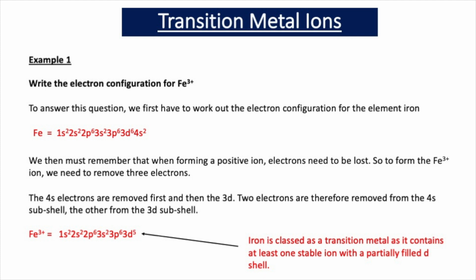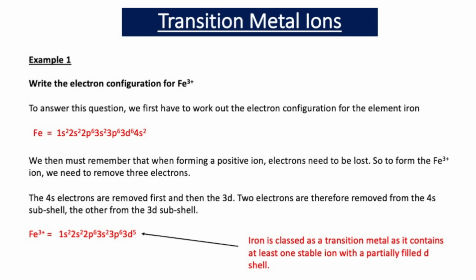So iron is classed as a transition metal as it contains at least 1 stable ion with a partially filled D shell. Now iron 3 plus is the more stable form of iron, and you can see clearly it has a partially filled D shell. Now by a partially filled D shell, we mean it can't be empty and it can't be full, and it must have between 1 and 9 electrons present in it.